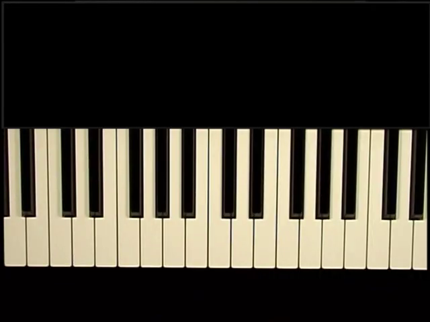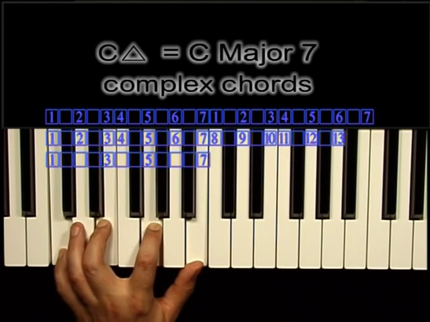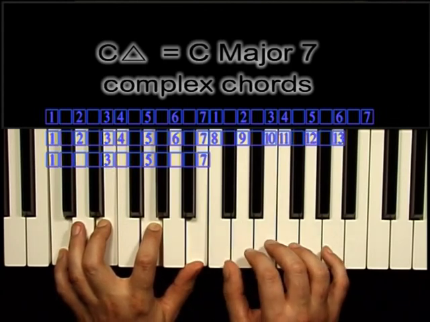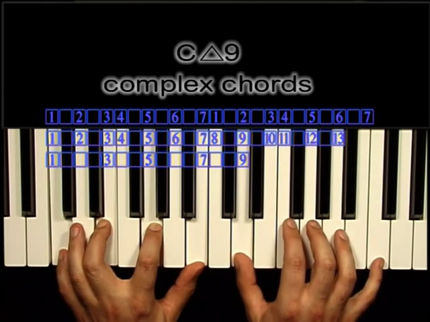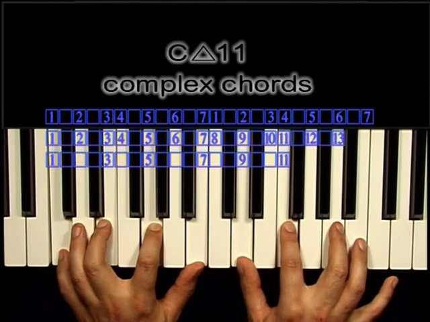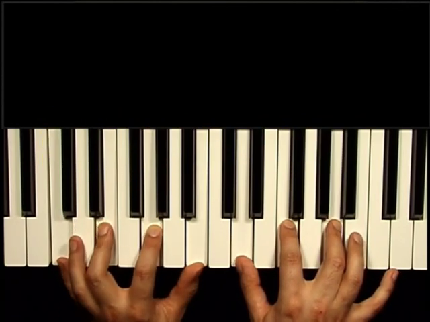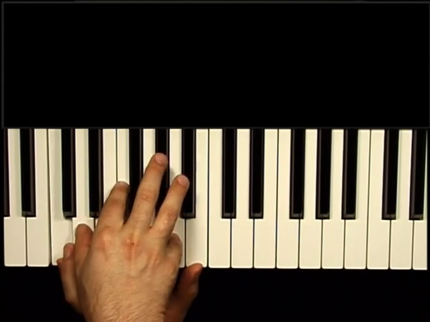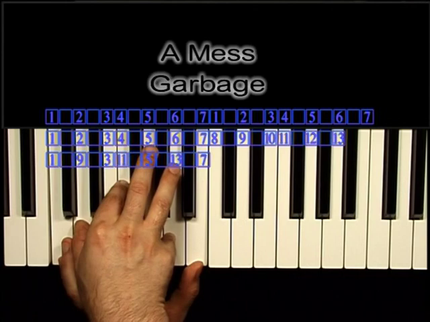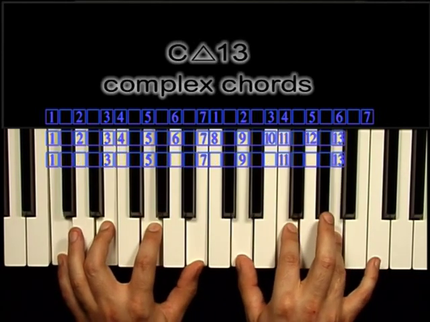Using 2 octaves, here is our 1, 3, 5, 7, our C major 7th chord. Now, moving into the second octave, skipping every other tone, we get the 9th, the 11th, and the 13th. If we would lower the 9th, 11th, and 13th into the first octave, we'd get a mess, which would sound like this. That's why they're extended into the second octave.